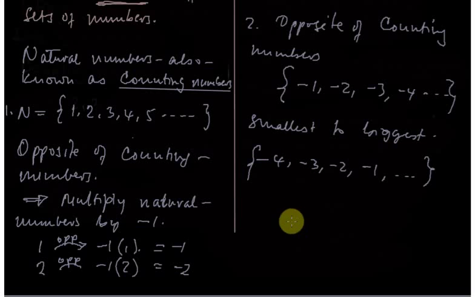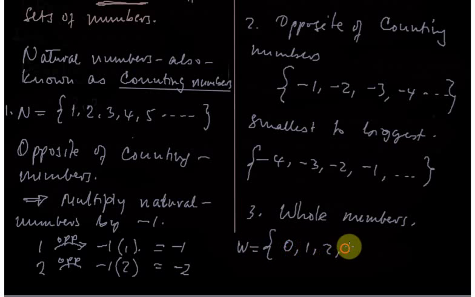This is another set. The third set is, we have to include 0. But if we talk about 0, we talk about whole numbers. Whole numbers are very close to counting numbers, except that they have to start with 0. So whole numbers, you can give them W. This set is starting from 0, 1, 2, 3, 4, etc. Now you see they are very close to counting numbers, except they start with 0.